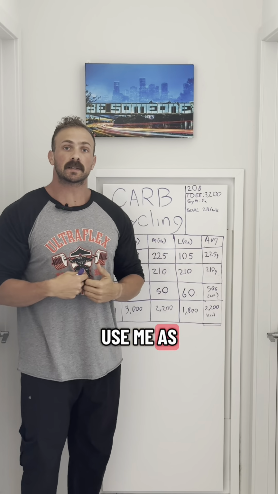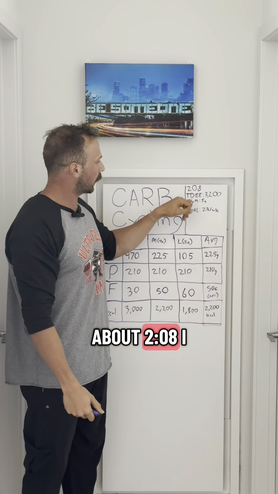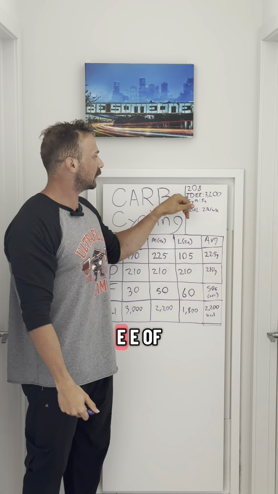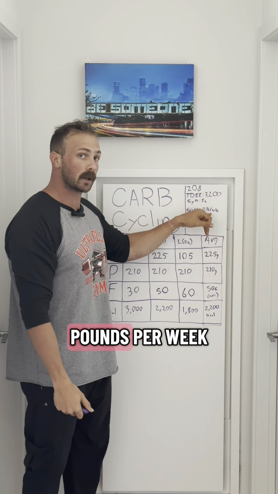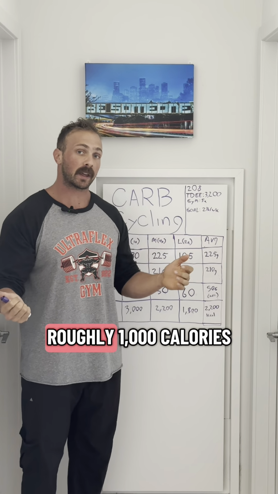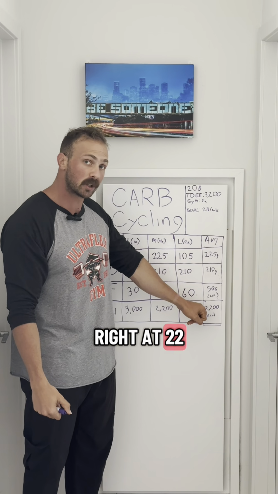All right, so I'm going to use me as an example here just to show y'all how I would input these numbers. So I weigh about 208. I have an estimated TDEE of 3,200. I go to the gym 5 days a week, and my goal right now is to lose 2 pounds per week. So I'm going to be in a calorie deficit, roughly 1,000 calories. So that means my average kcal should be right at 2,200.